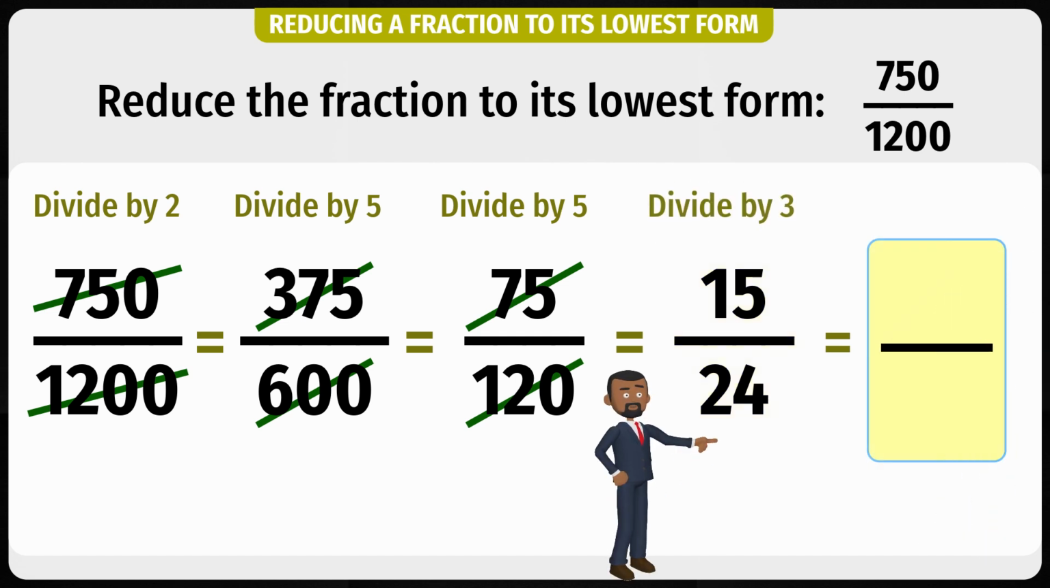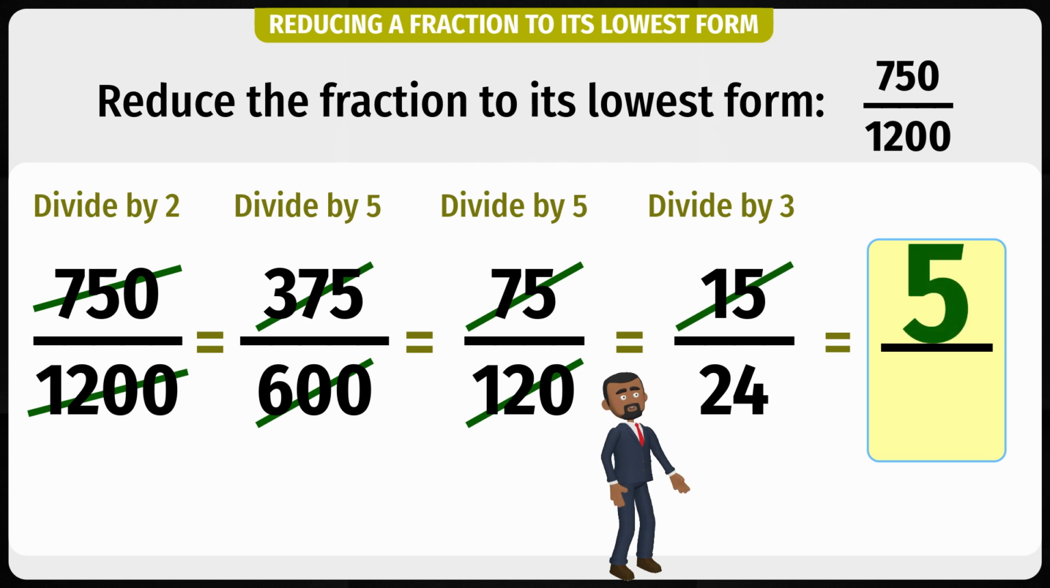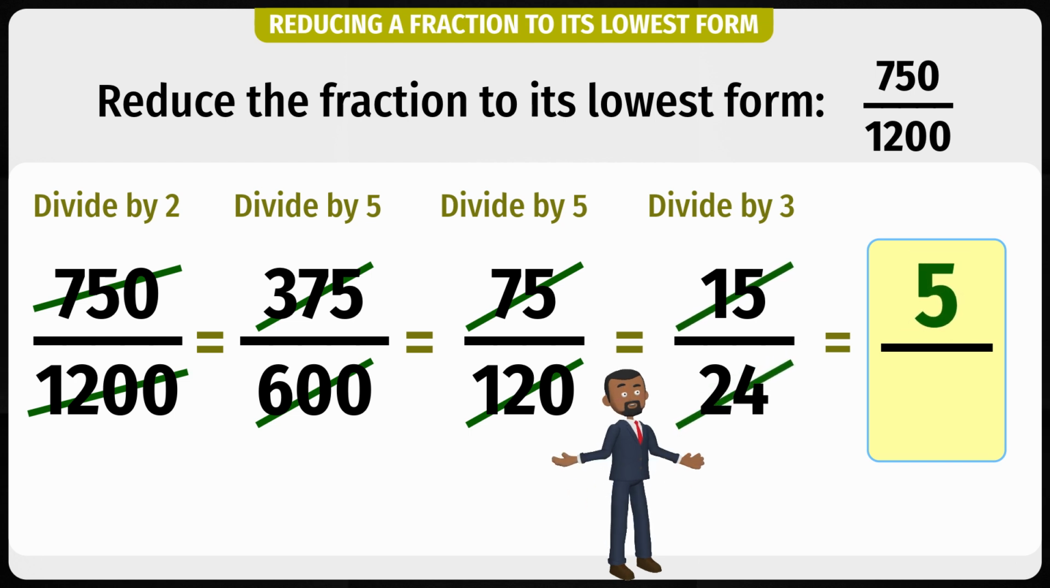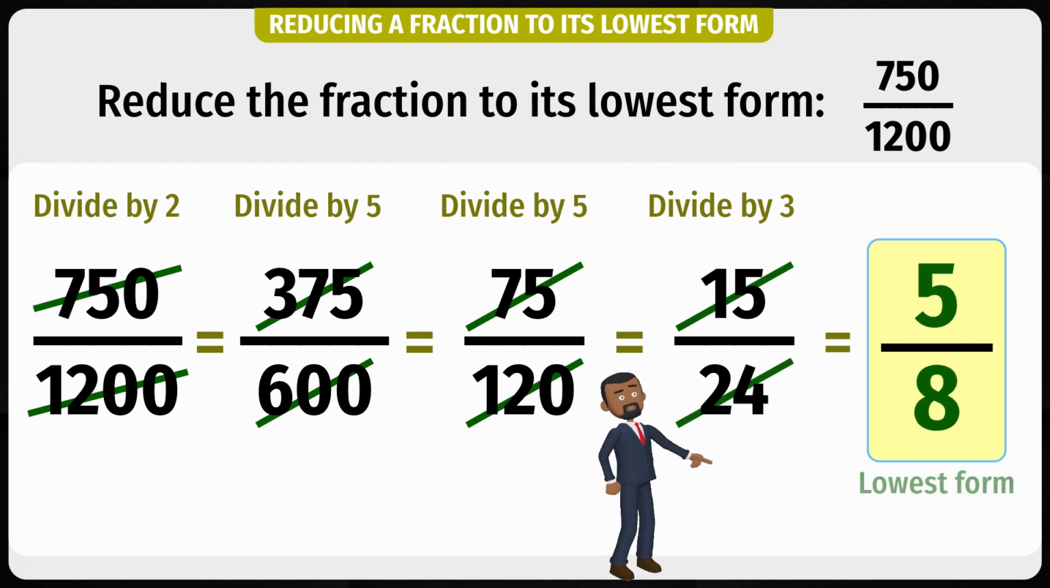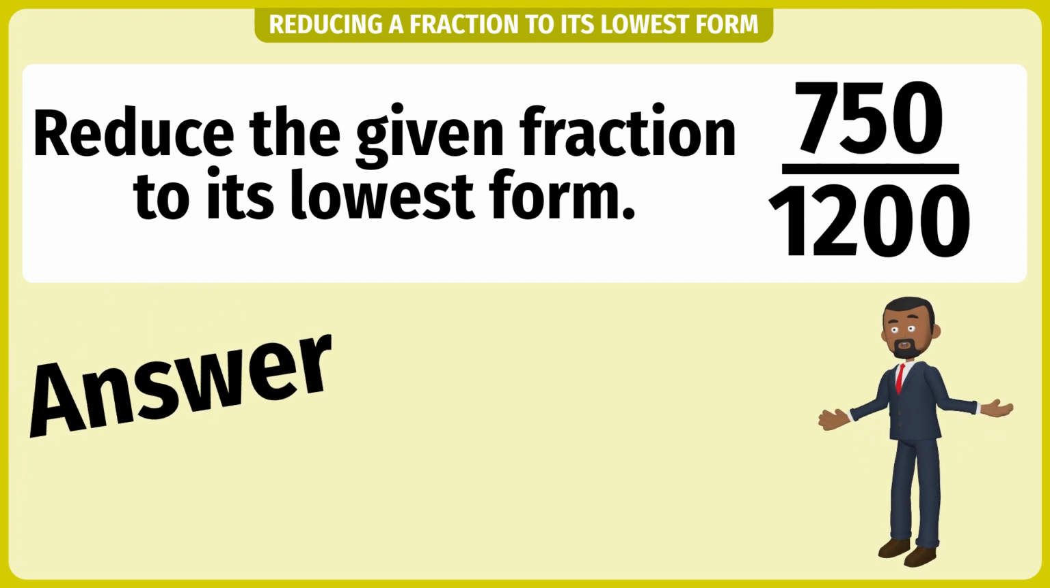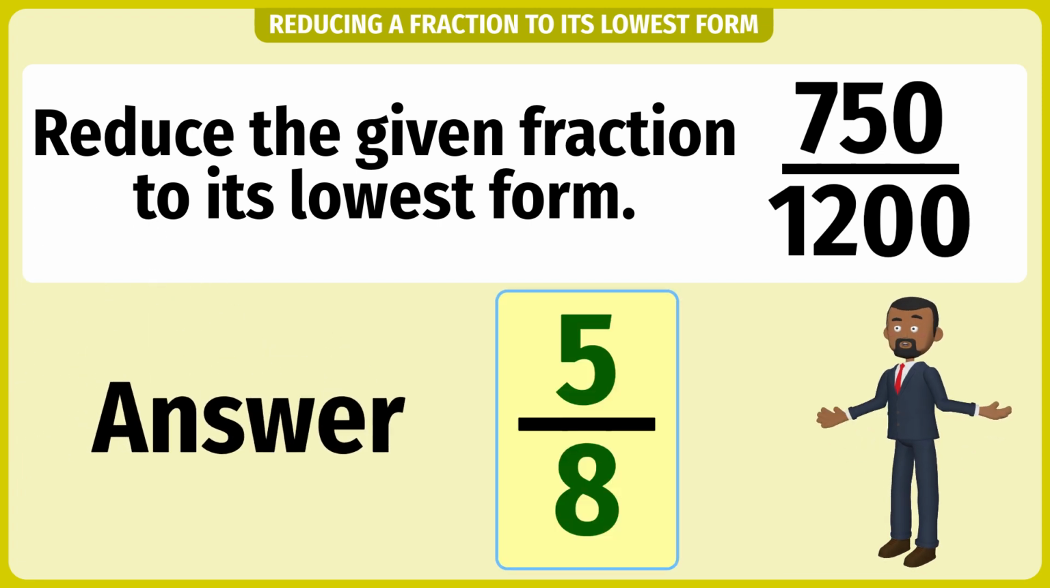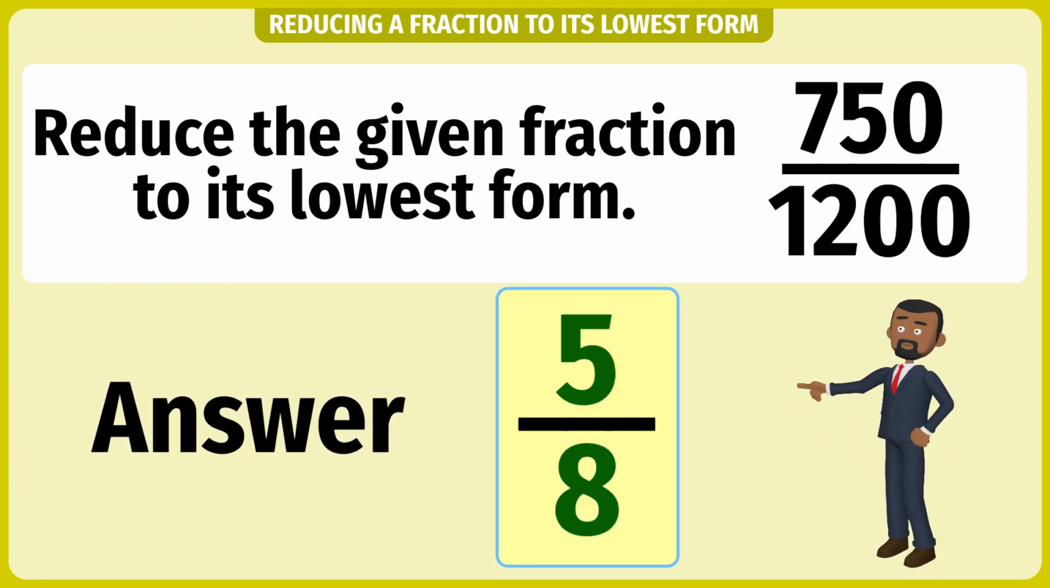Dividing both numerator and denominator, this time the common factor is 3, we get 5 by 8. Now, 5 by 8 are co-prime numbers, as they have no common factors except 1. So 5 by 8 is our answer. 750 by 1200 reduced to its lowest form comes to 5 by 8.